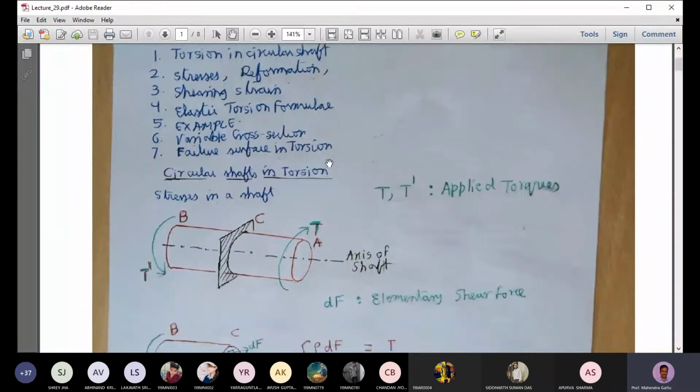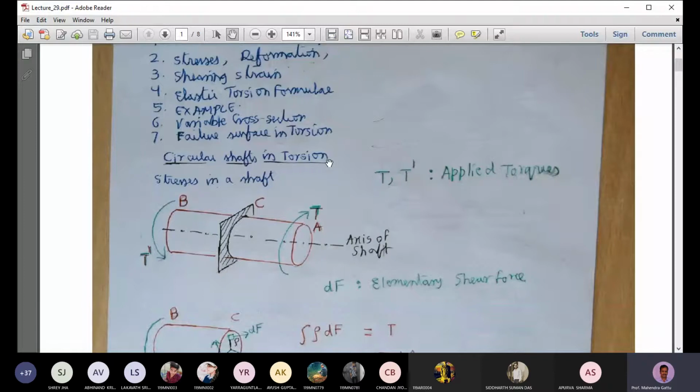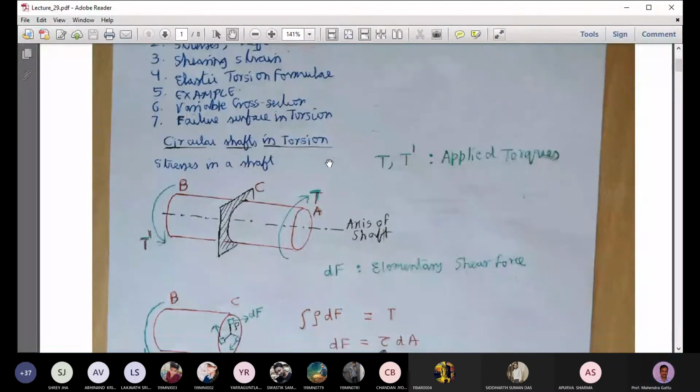solve a simple example, and finally we'll discuss shafts which have variable cross section, and what a failure surface is for different materials. We will compare ductile material and brittle material and see what the failure surface is for those two materials when the shaft is subjected to torsion.